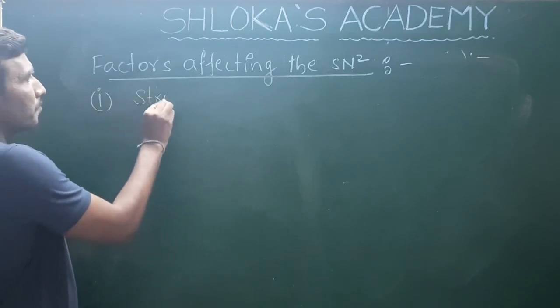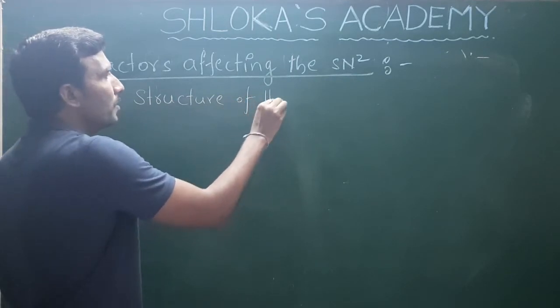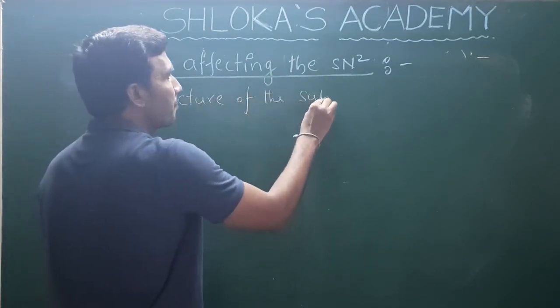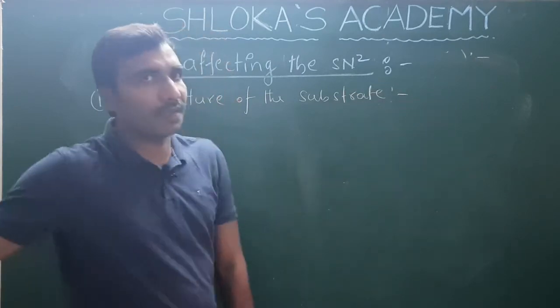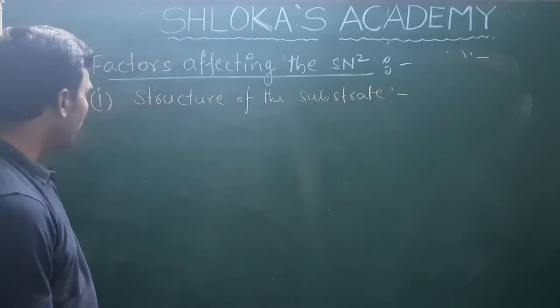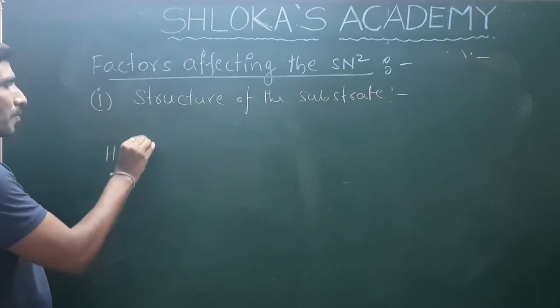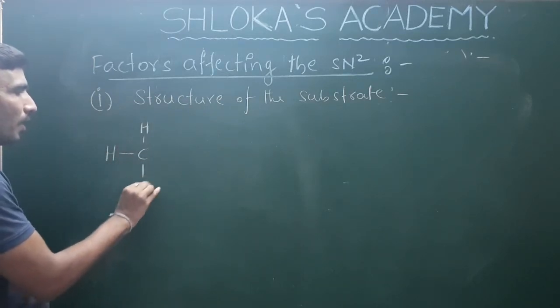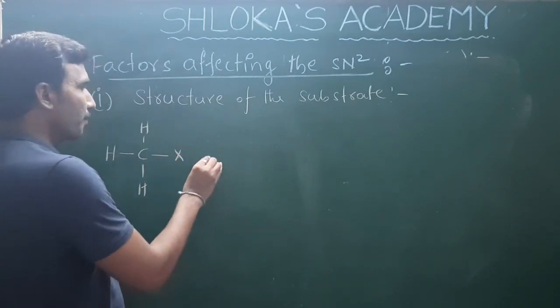The first one, structure of the substrate, means alkyl halide. The structure of the substrate. Here, let me take 3 substrates. One is what? Methyl halide. In all cases, the leaving group is the same.